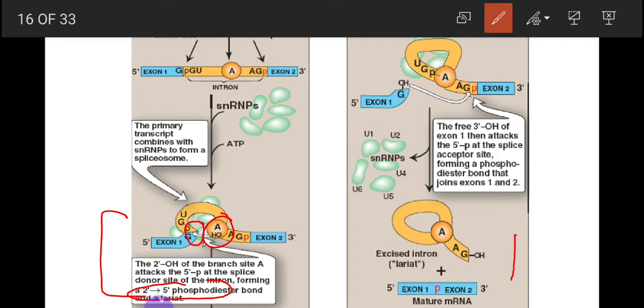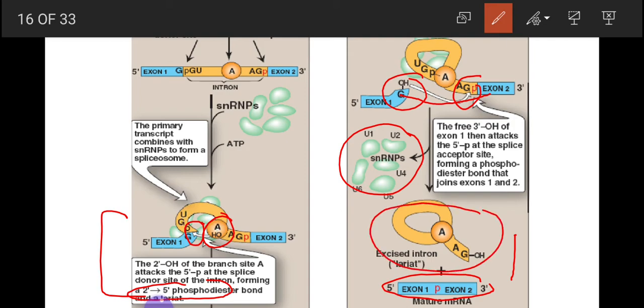Now this 3' OH group is free, and it will attack the 5' phosphate at the splice acceptor site, forming a phosphodiester bond, and by this joining, exon 1 and exon 2 will be joined. The snRNPs are removed for further use, and the excised intron in the form of a lariat structure is freed.